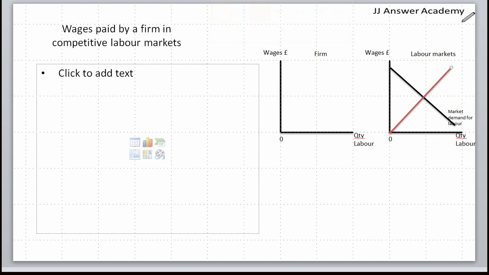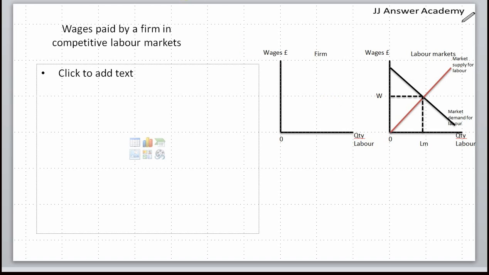Let me color this red to make it look different from the demand curve. Market supply for labor. And where the two intersect each other, what we have is the market wage rate. And this is the employment in that market. Let me label that as LM, and that's the market wage rate.